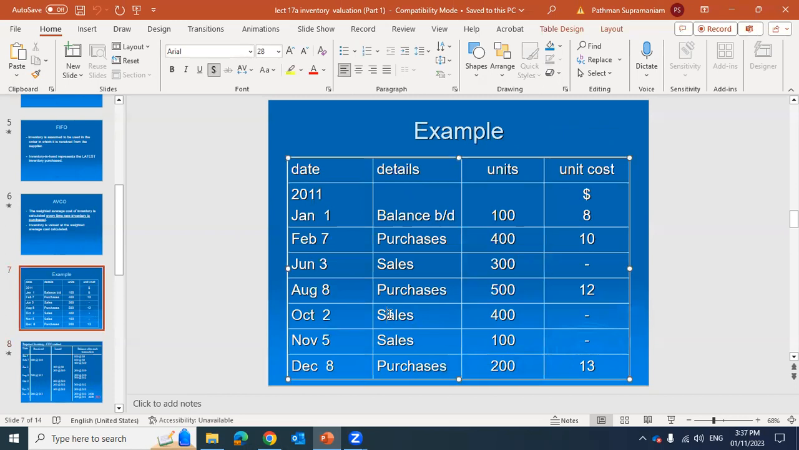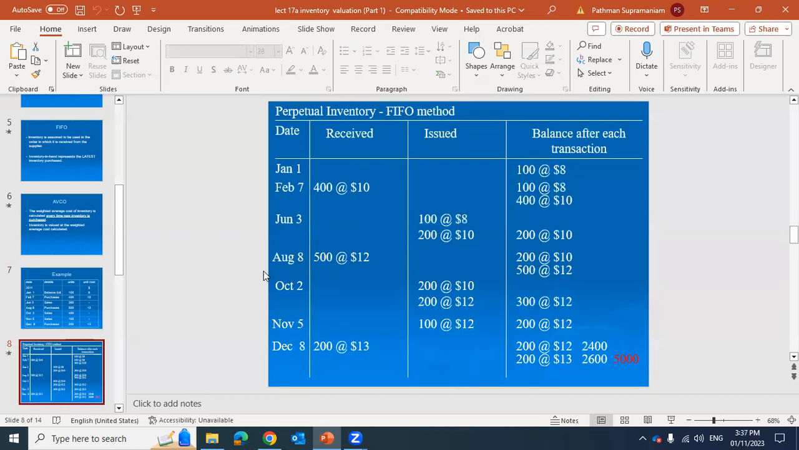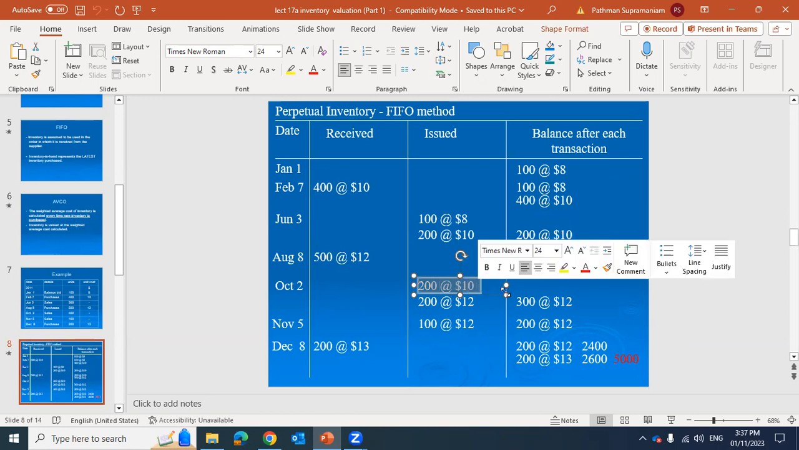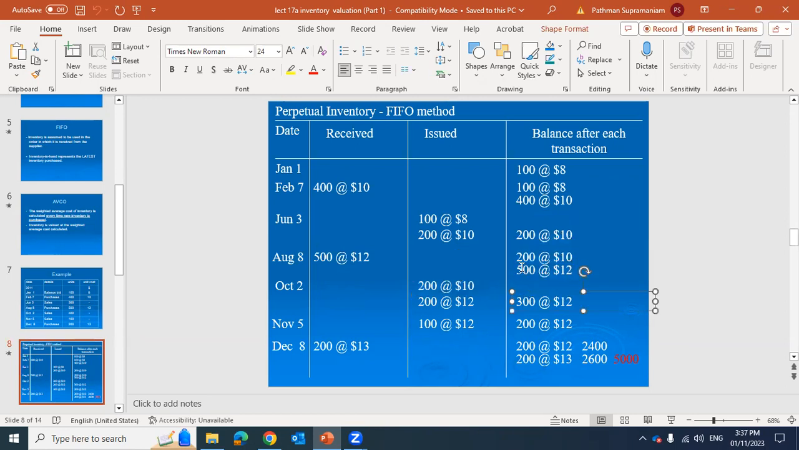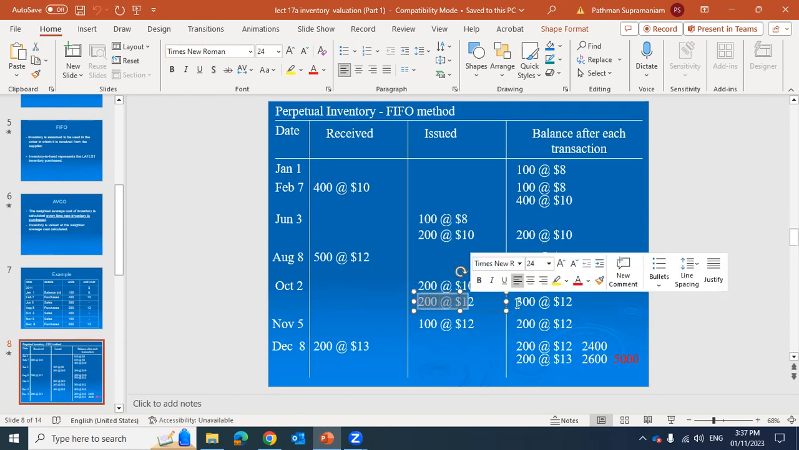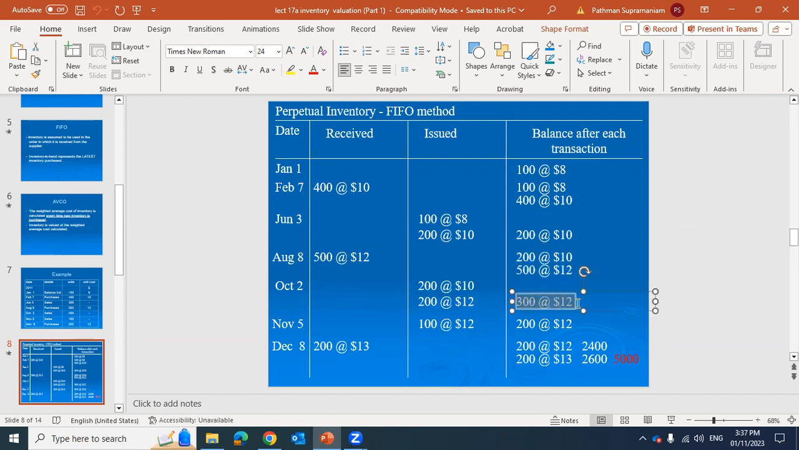Okay, next, we are removing 400 units. Which means we need to take out 200 units at 10, so there'll be nothing here, and another 200 from this 500. So there it is. Now the balance is 300 units at $12 per unit.